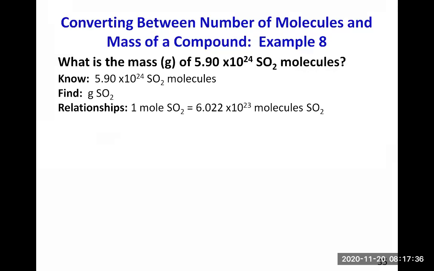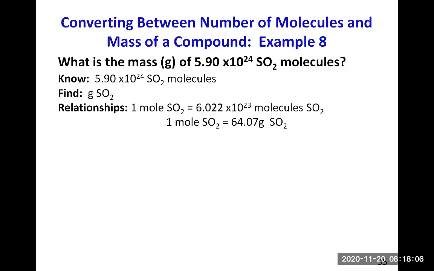The first conversion will change the number of molecules to moles using the Avogadro number and the definition of the mole. So 1 mole of SO2 is 6.022 times 10 to the 23rd molecules of SO2. Once we have changed the molecules to moles, we can then change the moles to grams using the molar mass of SO2. Molar mass of SO2 is 64.07 grams. Let's see how we found this.